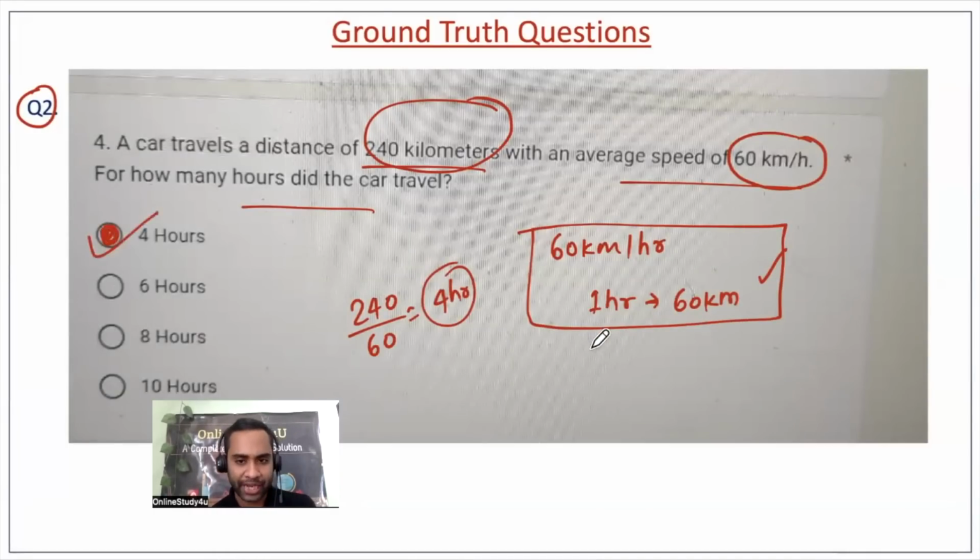I have not used any formula. 60 kilometer per hour means in 1 hour the car is traveling 60 kilometer. So for 240 kilometer, that means it will take 4 hours. So 4 hours will be the answer.